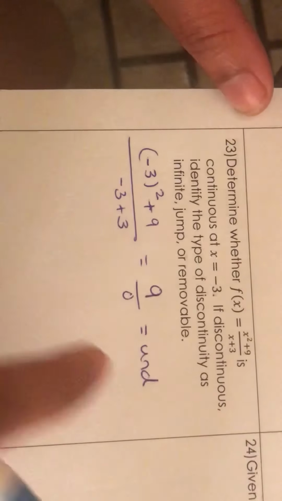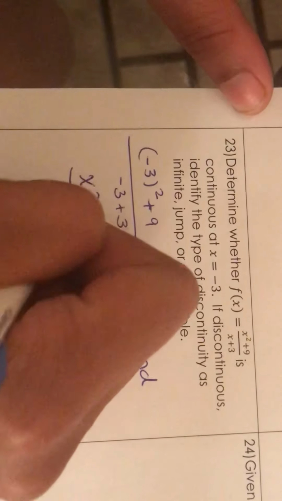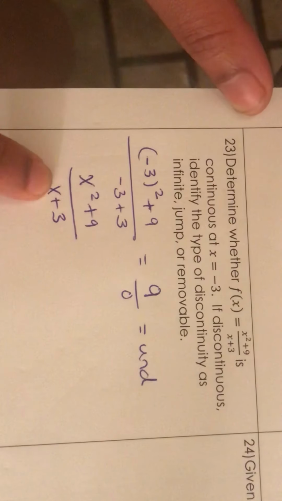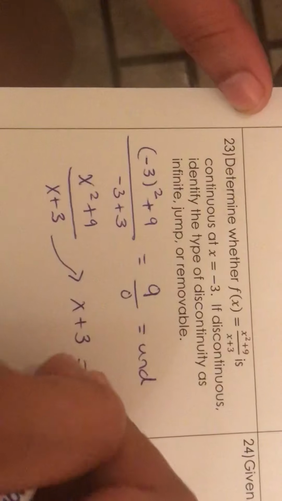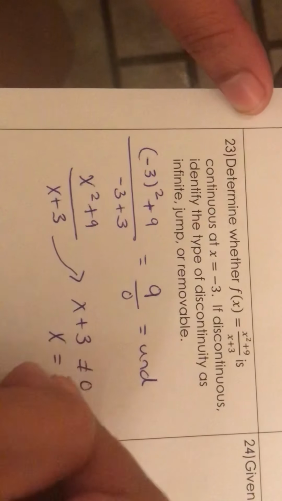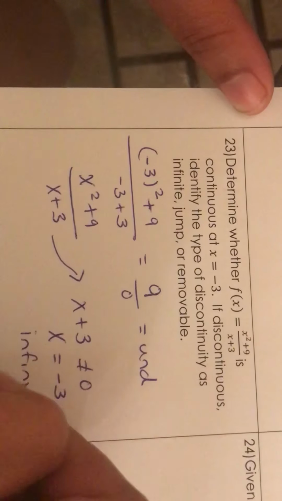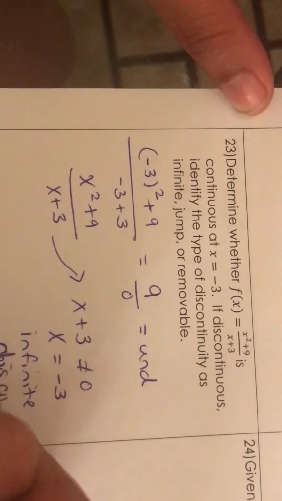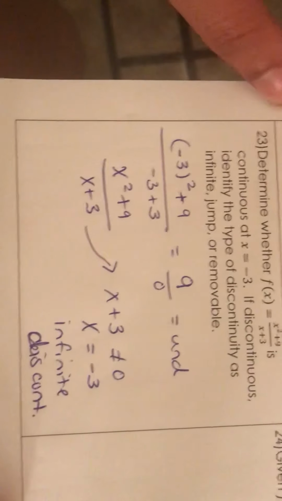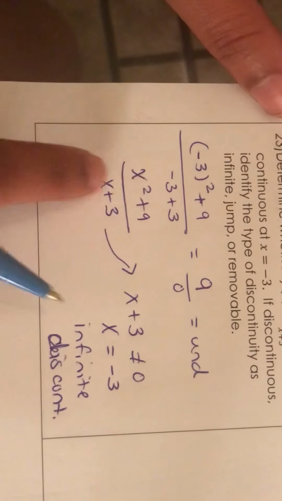And then I need to figure out discontinuities. x squared plus 9 over x plus 3. This does not factor. So this just means I say x plus 3 does not equal 0. And so we have -3, and it's going to be an infinite discontinuity because nothing crossed out. This doesn't factor because it's not a minus sign.